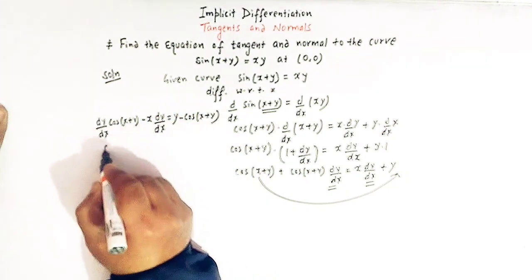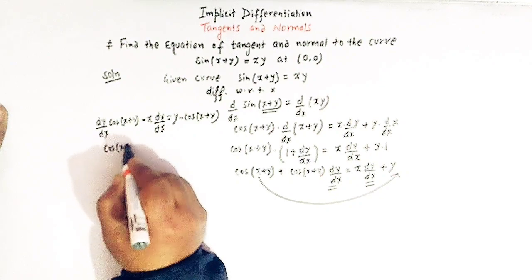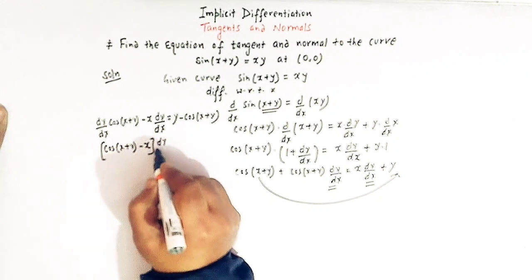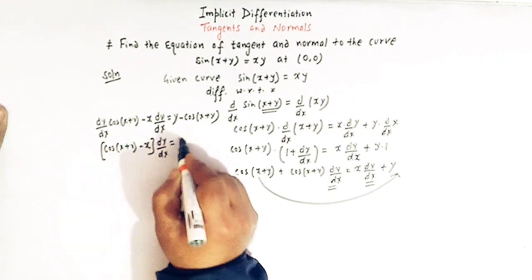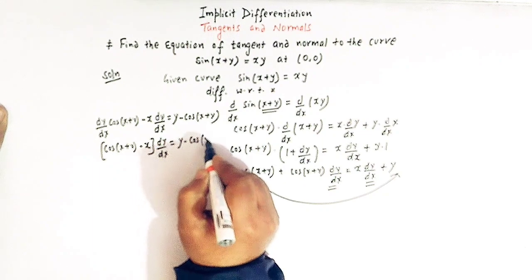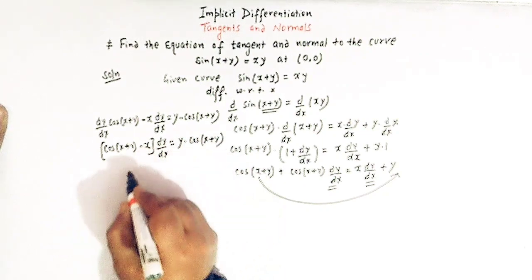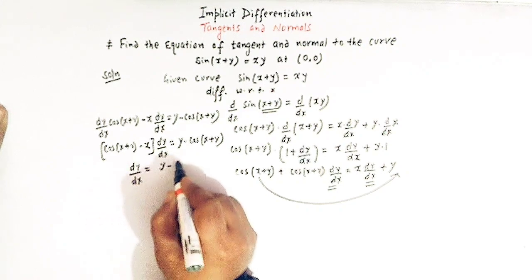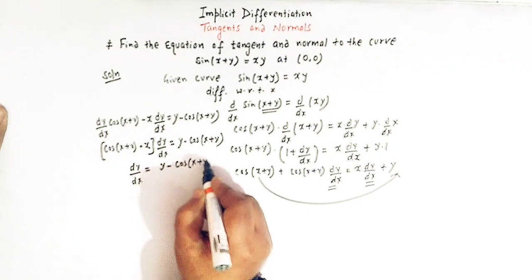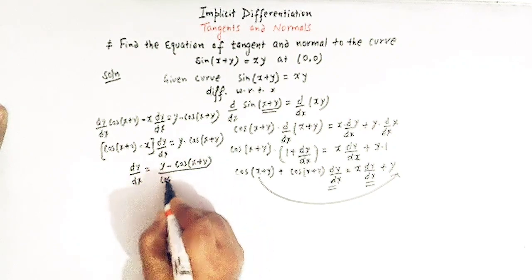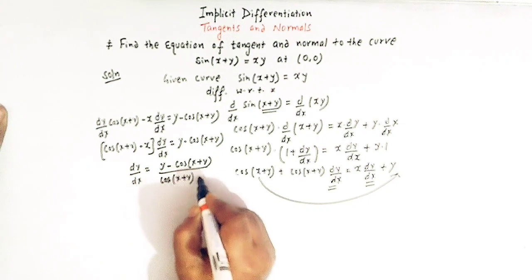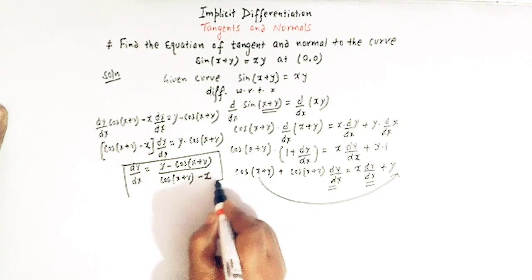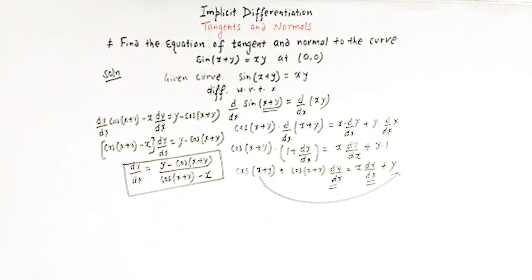Taking dy over dx common, we have [cos(x + y) - x] times dy over dx, and this is equal to y - cos(x + y), right? So now we have dy over dx equal to [y - cos(x + y)] divided by [cos(x + y) - x], right? So the derivative dy over dx is given by this expression.